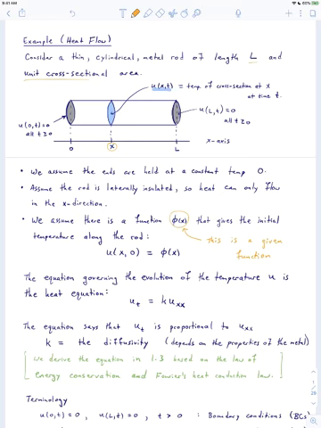The equation governing the evolution of the temperature u is what we call the heat equation. Here, the equation says that u_t, the partial derivative of u with respect to the time variable, is proportional to u_xx, that is the second derivative of u with respect to x. There's a constant here, k, which is called the diffusivity, and it depends on the properties of the metal in the rod and so forth. We will derive the equation in section 1.3 based on the law of energy conservation and Fourier's heat conduction law.